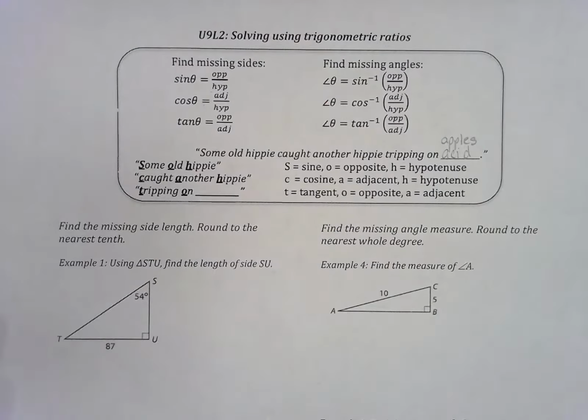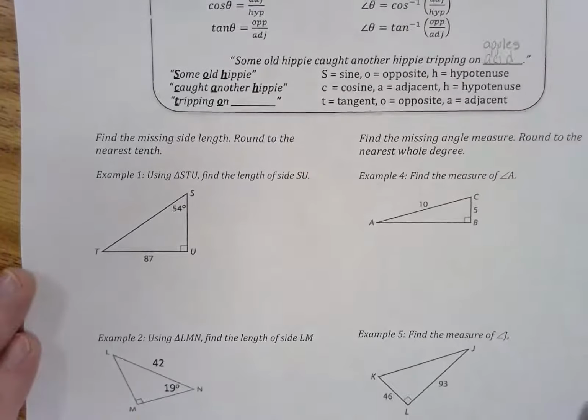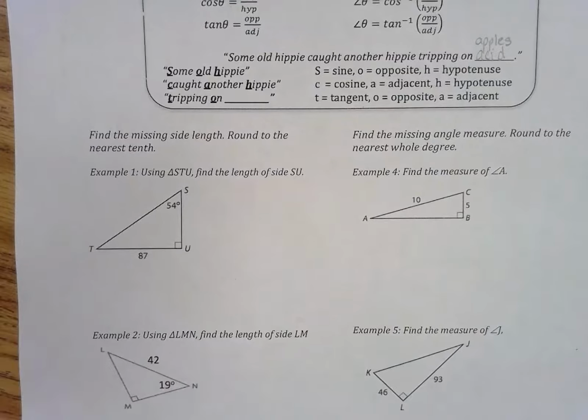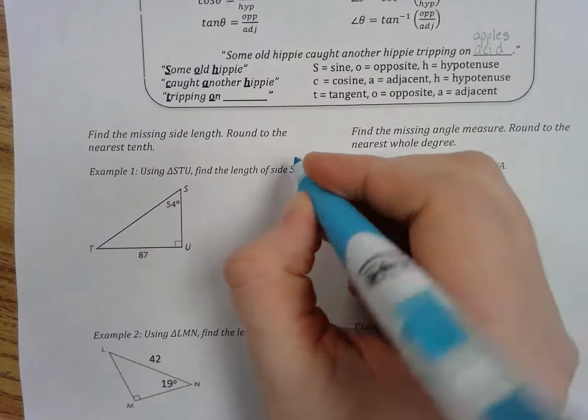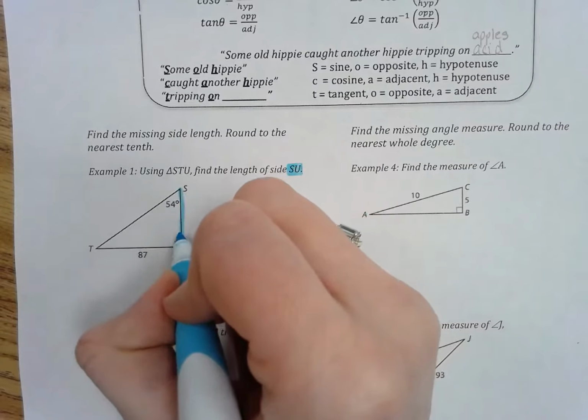So let's first start with our example number 1. We're going to find the missing side length, round to the nearest tenth. We are going to use 2 different color highlighters, so if you'd like to pause the video and get out some highlighters at this time. Using triangle STU, we're going to find the length of SU. So SU is our missing piece. So here is side SU.